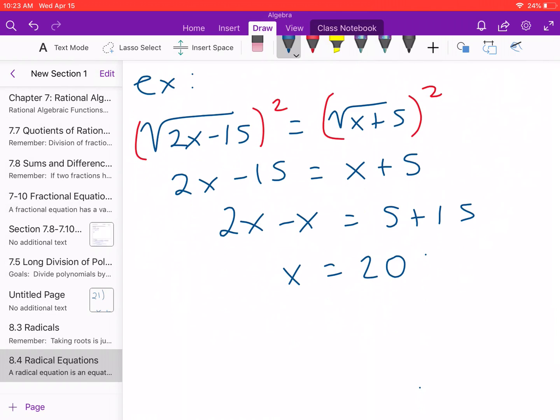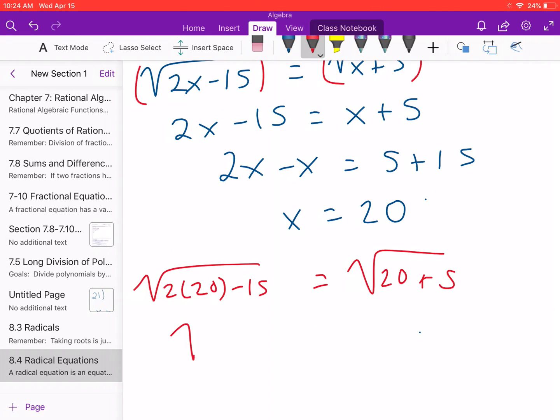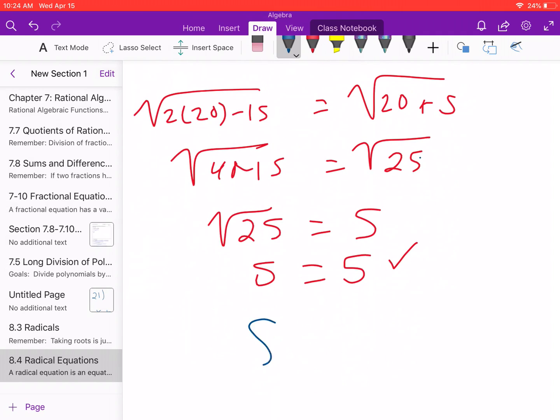And to do my check step for this one, I need to plug 20 into both sides of the equation. And so when I plug 20 in under the radical, I have the square root of 2 times 20 minus 15 equals the square root of 20 plus 5. The square root of 40 minus 15 equals the square root of 25. The square root of 25 equals 5, and we know 5 does equal 5. So this solution is written as 5.